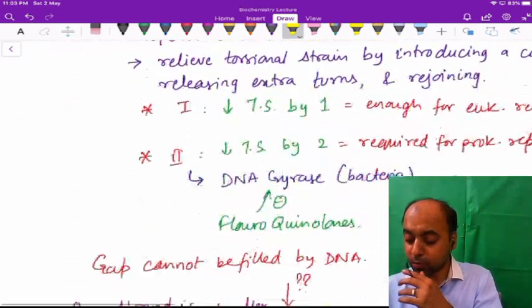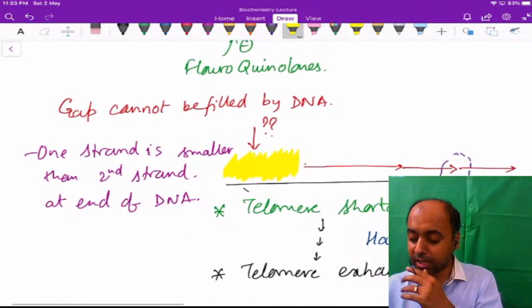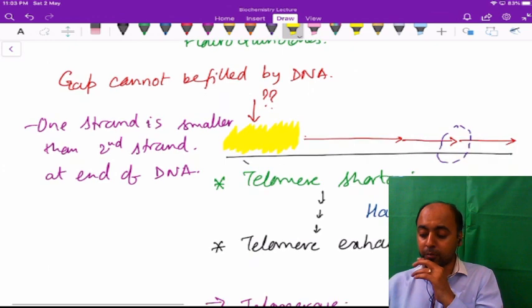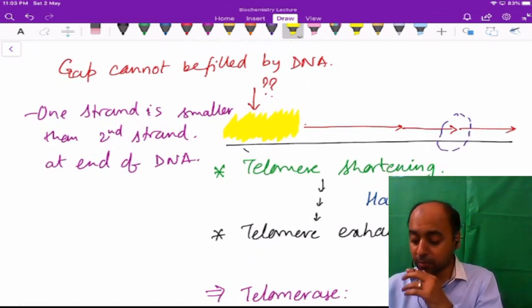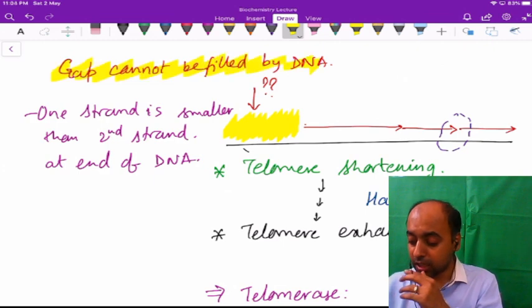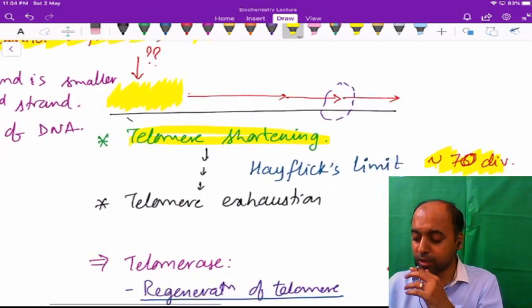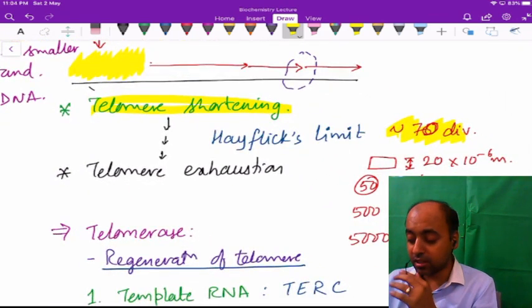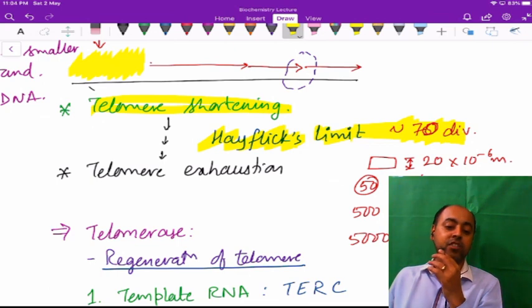A small problem comes when we reach the end of DNA. The space occupied by the last primer cannot be filled, and this results in shortening of the telomere. Because of this, after a certain number of divisions the cell cannot divide further. This number of divisions is called the Hayflick limit. For humans it happens to be in the range of 70 divisions.